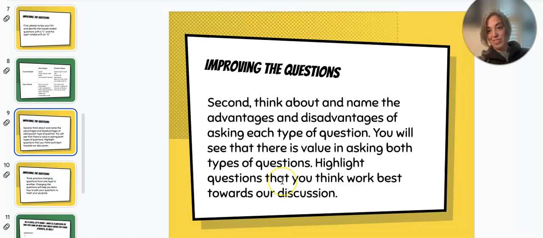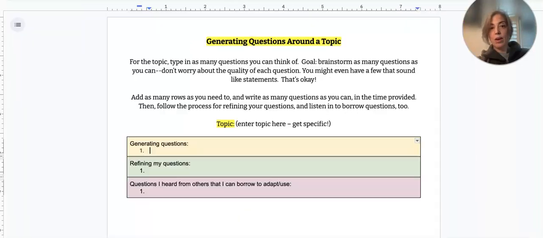Improving the questions. They can go back and they can revise. That's what this green row is for, refining my questions. So if there are some that came out kind of crummy in the initial generation of questions with the timer, they can go ahead and refine them here and make them a little bit better.